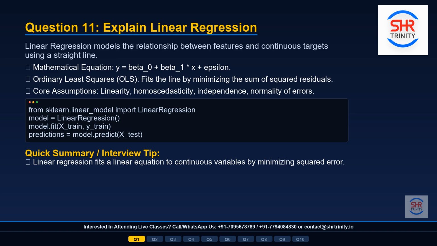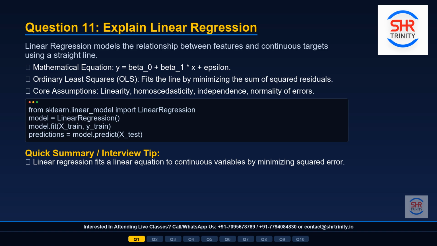The algorithm finds the best fit line using ordinary least squares, or OLS. OLS minimizes the sum of squared differences, called residuals, between the actual target points and the predicted points on the line. For linear regression to perform optimally, the data must satisfy key statistical assumptions.